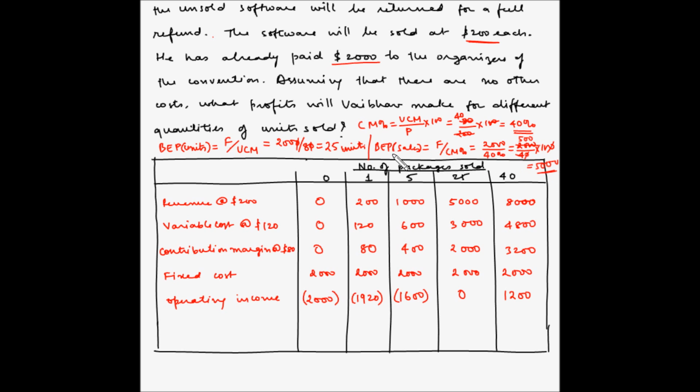So a total sales of $5,000 needs to be done in order to break even, which is the same as this number here. That is, a total revenue of $5,000 is going to happen at a quantity of 25, and that is where we are breaking even.